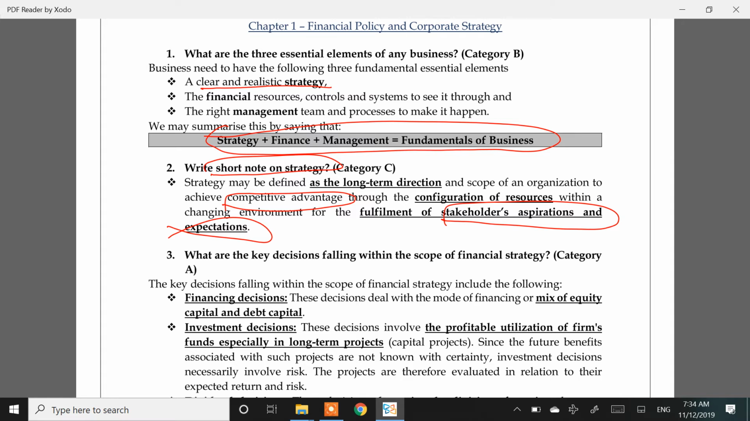A supplier would want us to make a prompt payment to him. A lender is also a stakeholder. Lenders would want that we make prompt payment of principal and interest. Government is also a stakeholder. They would want us to pay taxes on time. Society is a stakeholder. Society would want us to do CSR activities.